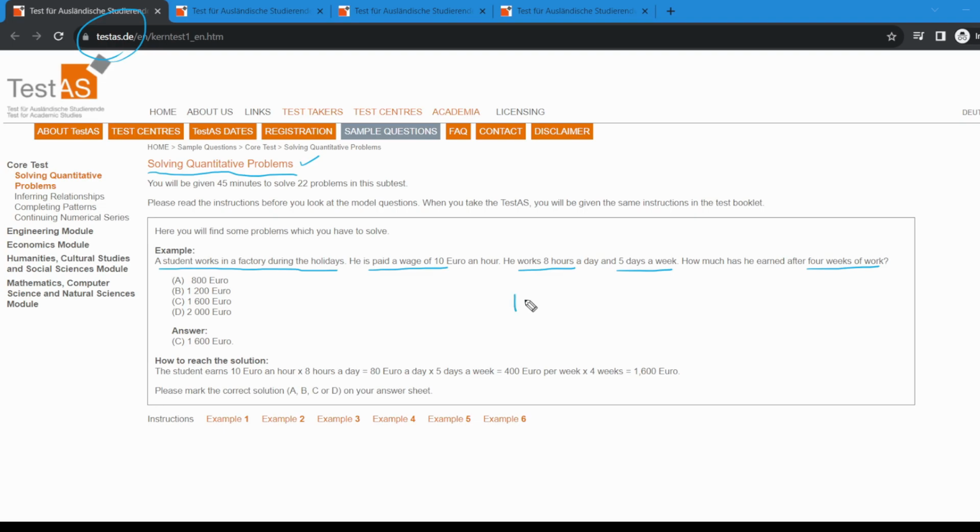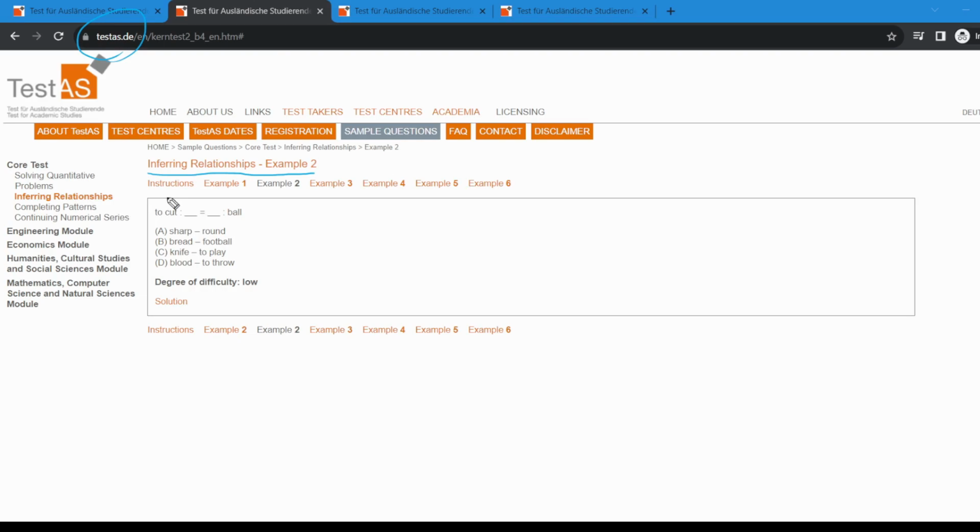Now we know that he earns €10 an hour, and he works 8 hours. So in a day, his complete salary will be €80. And for 1 week, he works 5 days a week, so if we multiply by 5, it becomes his 1 week salary. Now, if we multiply it by 4, it will become his 4 week salary. So if we multiply all these, it becomes €1,600, which is his salary for 4 weeks. So this is our answer.